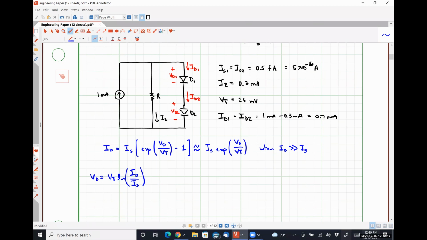So using that, we could say that VD1 is equal to VD2, which would be 26 millivolts times the natural log of 0.7 times 10 to the minus 3 amps over 5 times 10 to the minus 16 amps, which will give me a voltage of 0.727 volts.